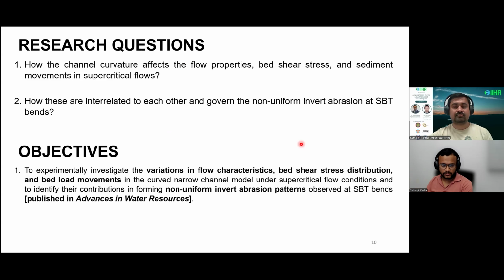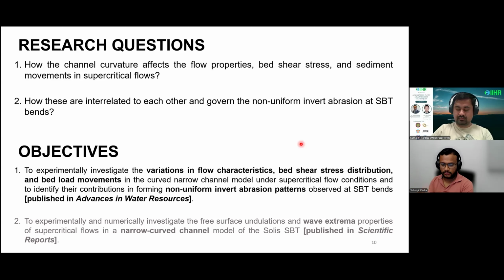The specific objectives were to experimentally investigate these parameters in a scaled-down sediment bypass tunnel model, then to inspect how these properties are interrelated and how they induce this non-uniform invert abrasion, and also how the sediment transport patterns are redistributed across the channel. This was also already published, like I said. In addition, supercritical flow in bends causes surface waves, cross waves, so the free surface is also quite complicated. I investigated that using experiments and CFD modeling, published in a separate paper.